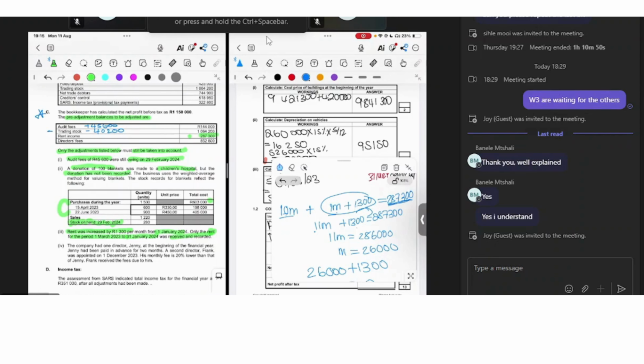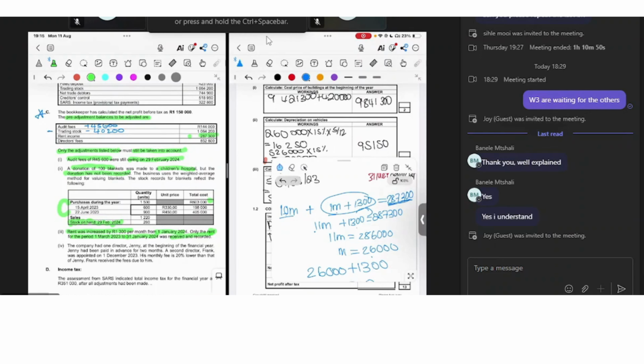This is after we have subtracted the increase. Meaning, if this is after we have subtracted the increase, what we'll get by dividing our 286,000 by 11, which is 26,000, will be the rent before the increase.